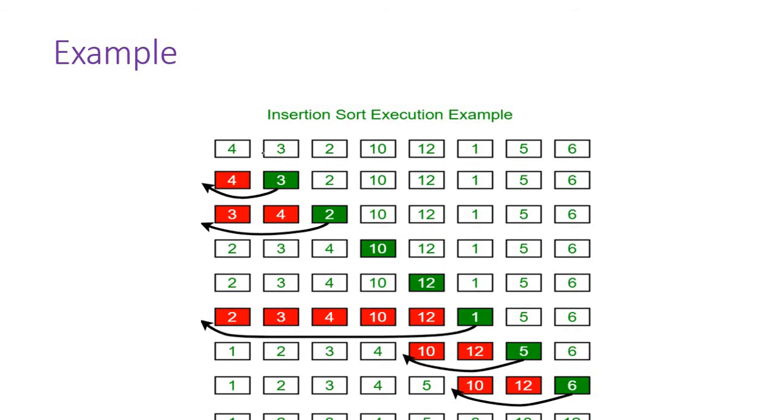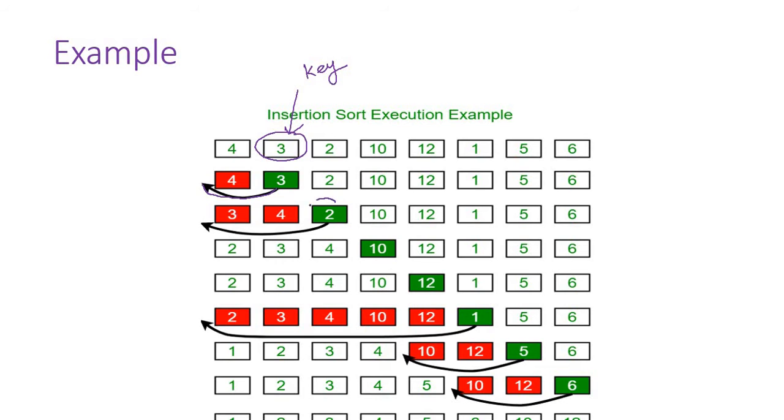So this is the array given: 4, 3, 2, 10, 12, 1, 5, 6. We are starting from this particular element, the current element. This is called key. I'm comparing these two. 4 is greater than 3, so a swap is required. It's not swapping, I'm just placing this 3 before 4. So I'm getting 3, 4, 2, 10, and all the other elements.